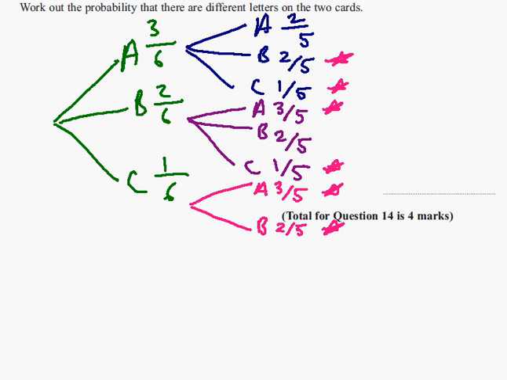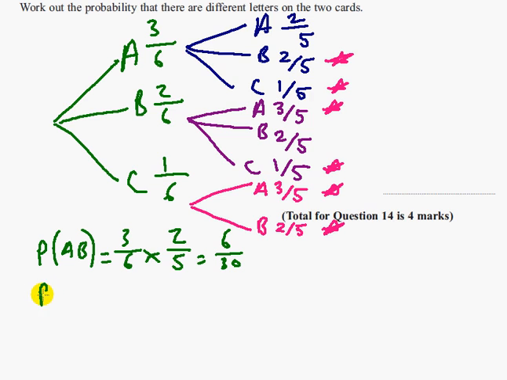Okay, so let's do it. Probability AB first of all. It's going to be 3 out of 6 times by 2 out of 5. So that's 6 out of 30 is probability of AB. Probability of AC is going to be 3 out of 6 times by 1 out of 5. So that's going to be 3 out of 30.